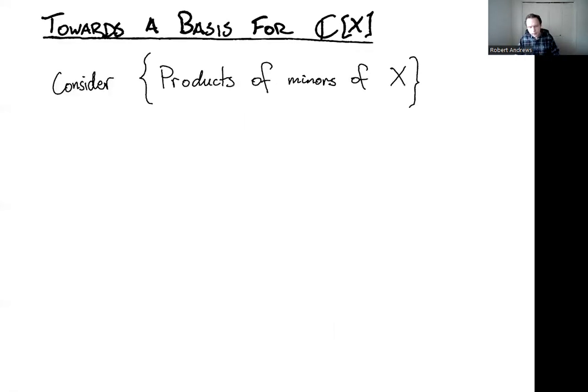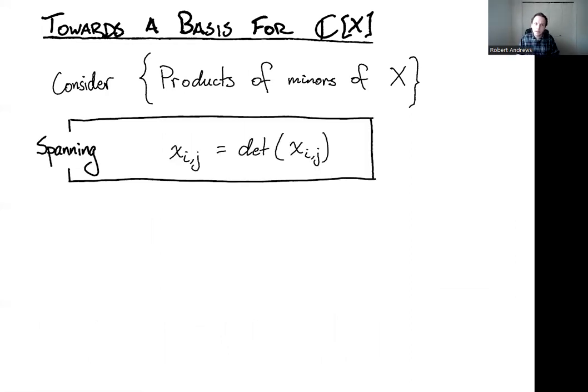So a natural thing to try is the set of products of minors of x. We're working with an ideal generated by minors. We're working with the determinant. Maybe if we express everything in terms of minors, there's something to be gained here. And of course, this is going to be a spanning set because every variable is just a 1-by-1 minor.